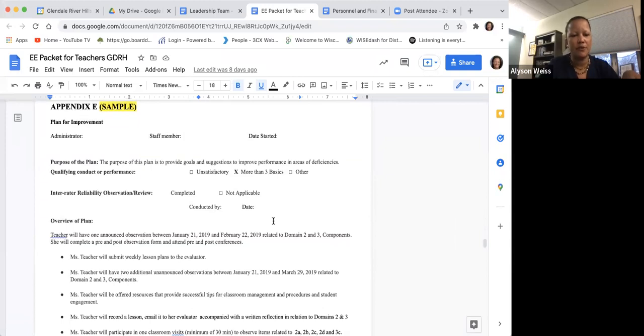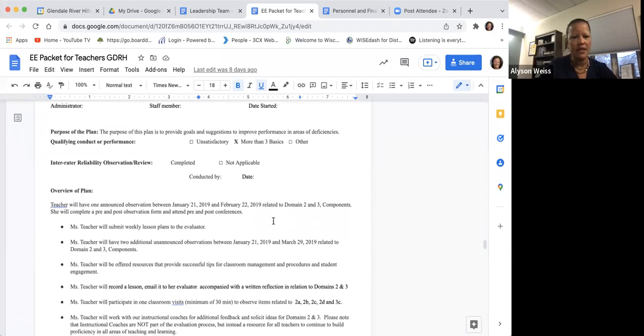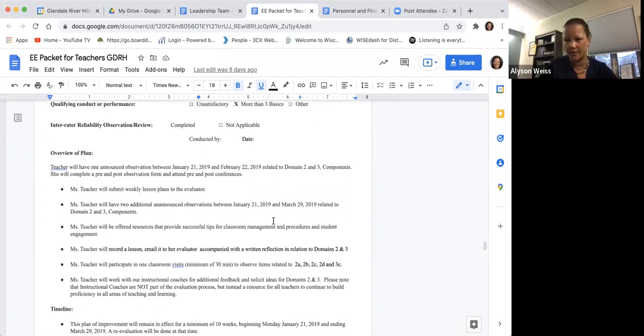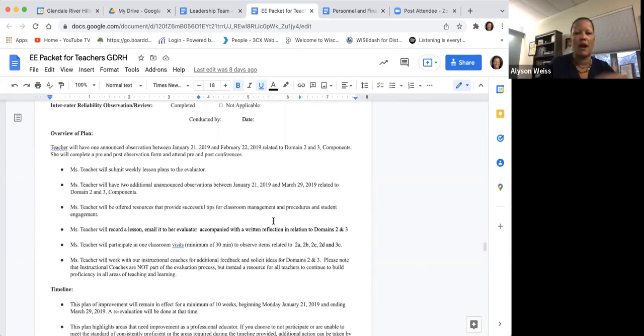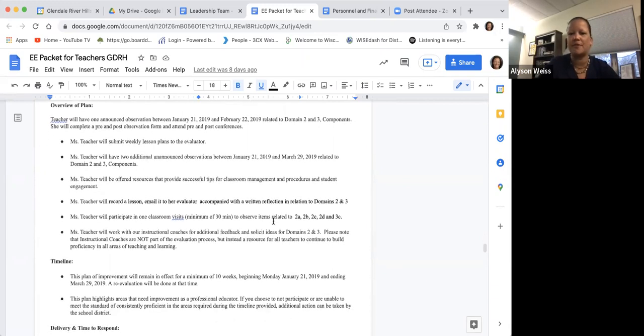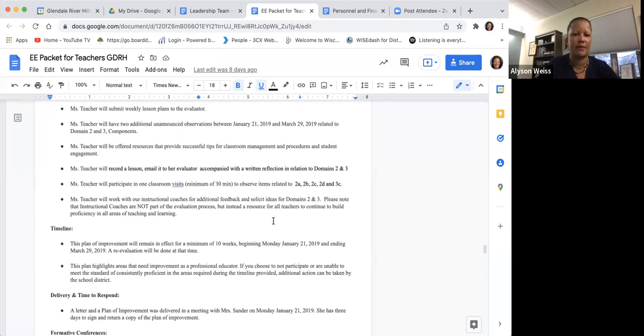We left this in here. It was one I actually used just to, again, give the principals an idea of how this could be written up. It obviously doesn't have to look exactly like this, but this is just another, more detailed one. So here are some of the things that we're going to do together on this plan. I'm going to have you submit weekly lesson plans, or I'm going to be doing 2 additional unannounced observations, or 2 additional observations between this date and this date. We're going to provide you with these resources, these videos, this conference, whatever we're going to give that teacher in that area to help support them.